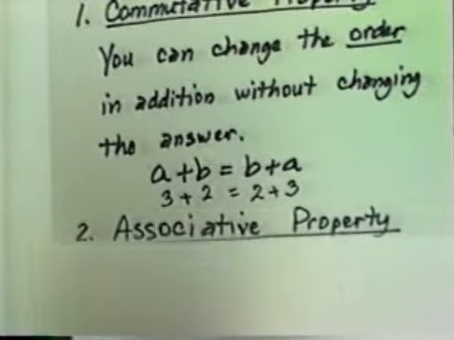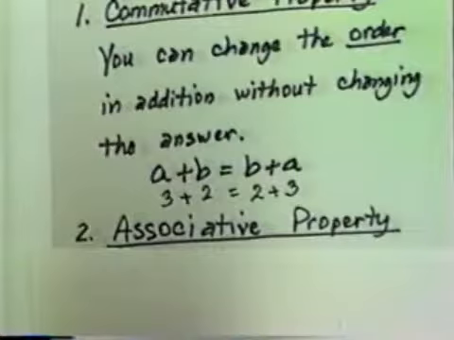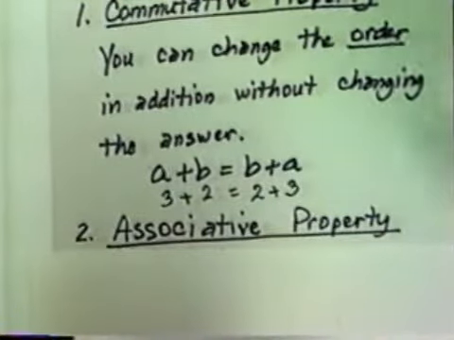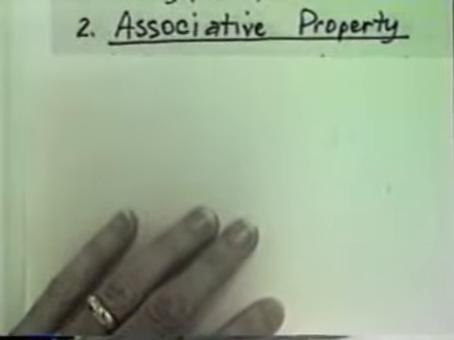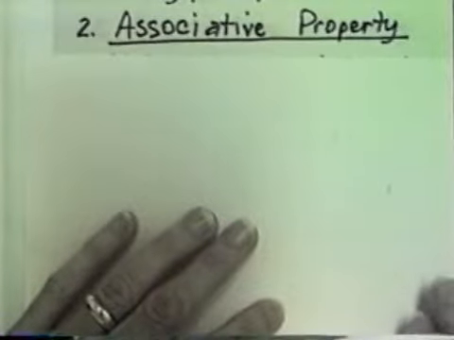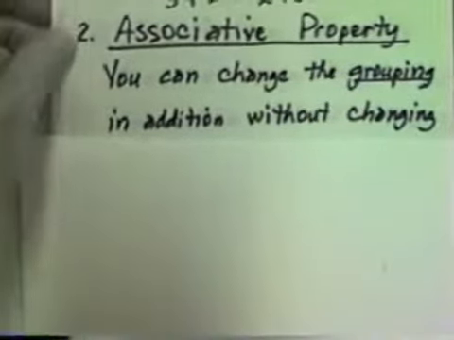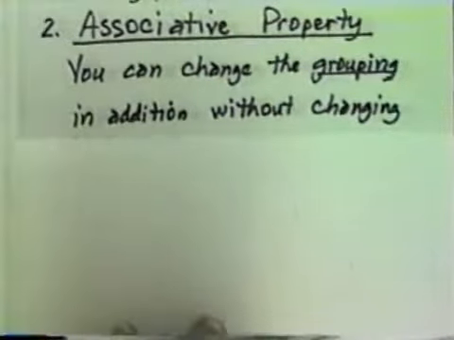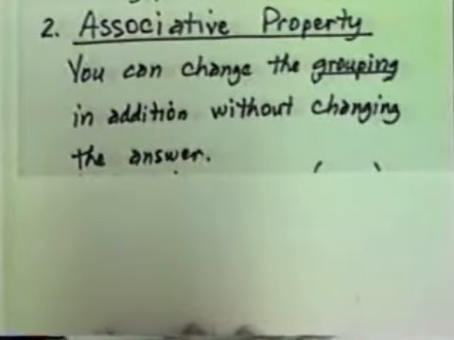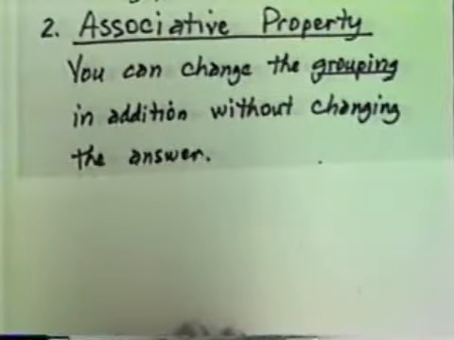The next rule allows us to change grouping. It's called the associative property. The associative property can be applied to addition or to multiplication. We're going to start by applying it to addition. And it says you can change the grouping in addition without changing the answer.